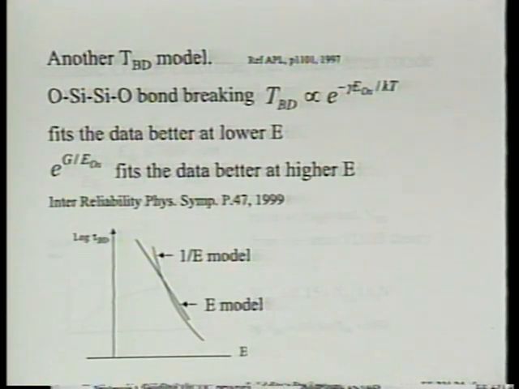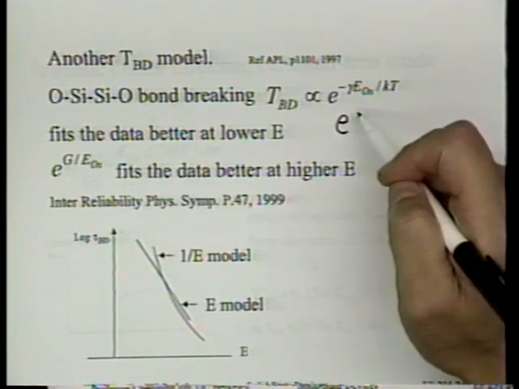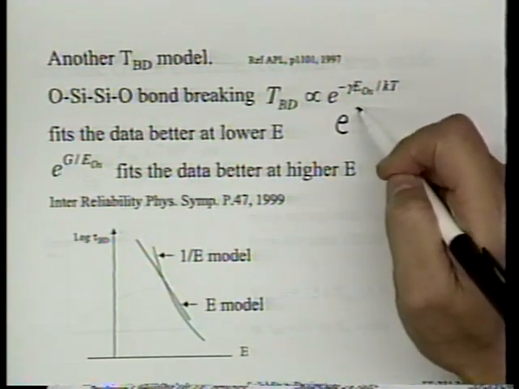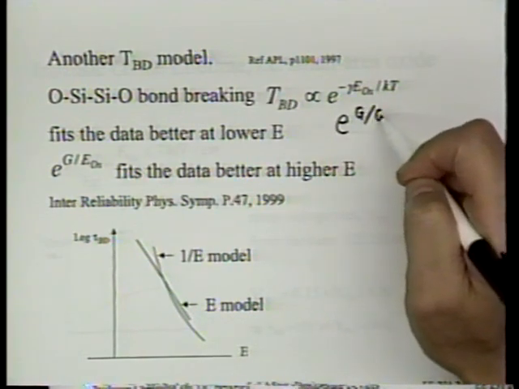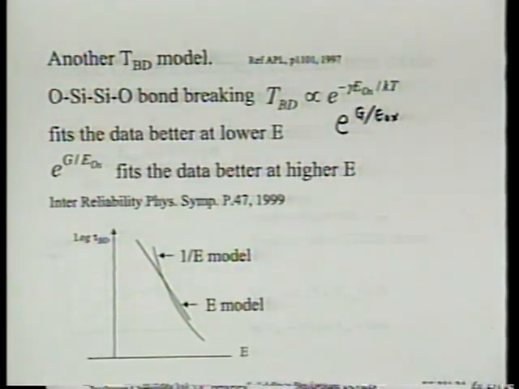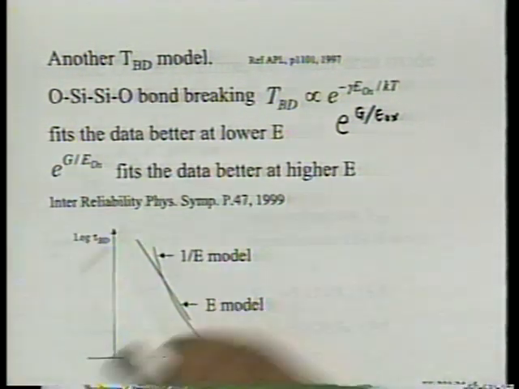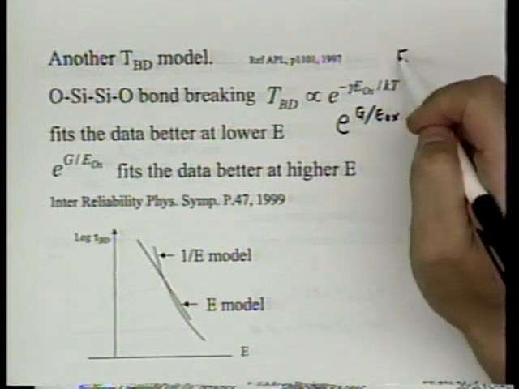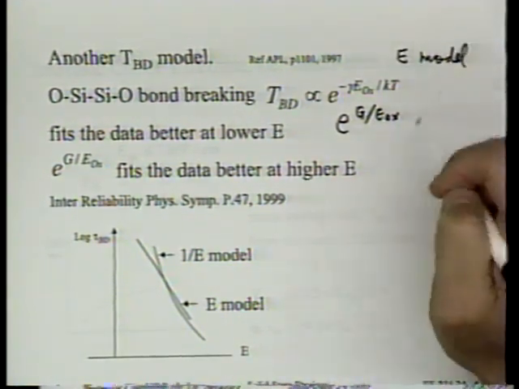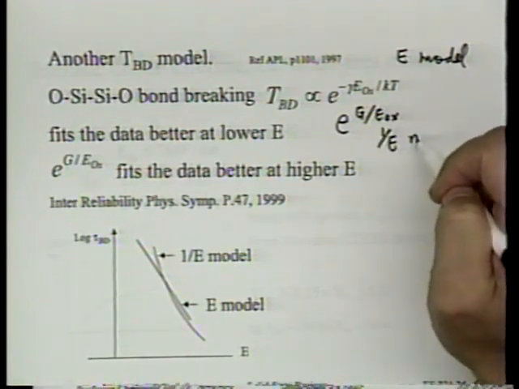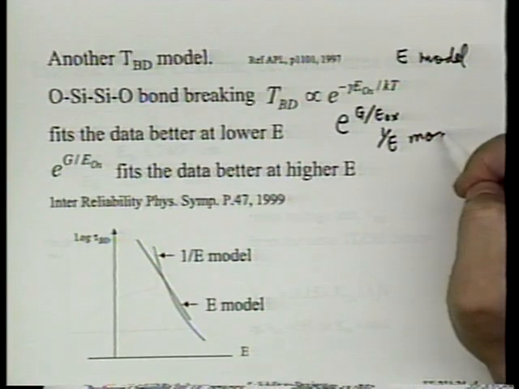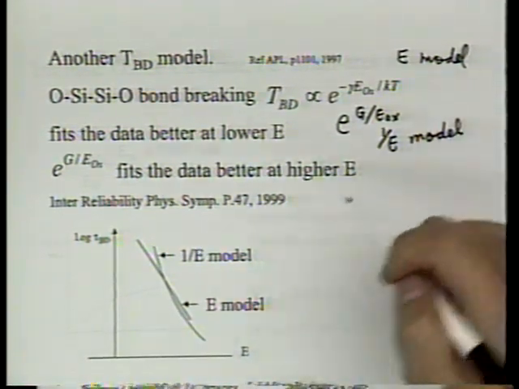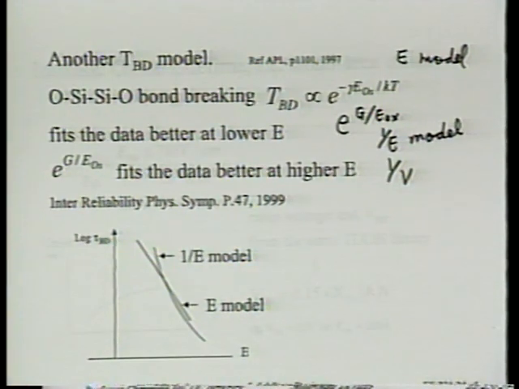Okay, rather than exponential, the other model is some kind of G over Eox, right? This one will be minus gamma Eox. Okay, so that's another model. So in the literature, often people refer to this as an E model versus a 1 over E model. Okay, of course these names are not very appropriate names. For one thing, the 1 over E model perhaps can be better called a 1 over V model, right? 1 over voltage rather than field, as I mentioned earlier, right? Especially when the oxide is thin, but often people mention that, okay?